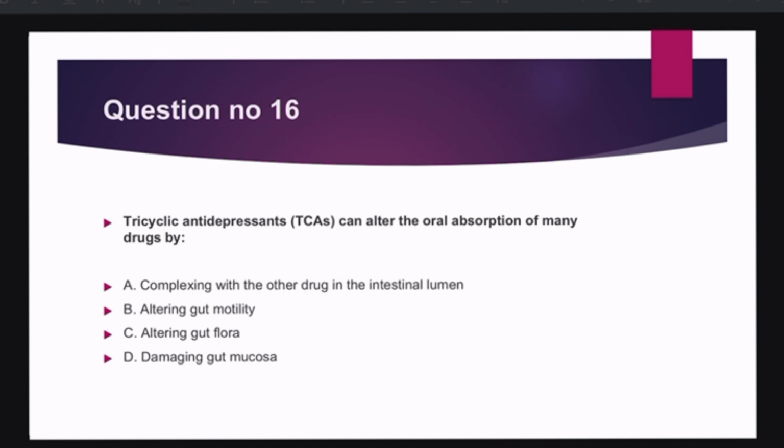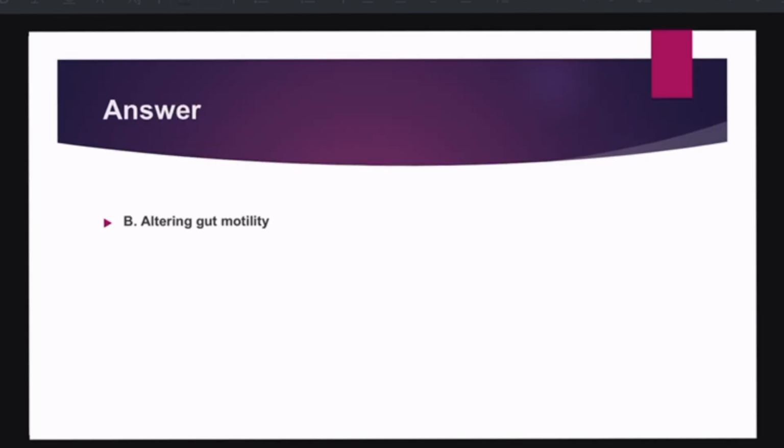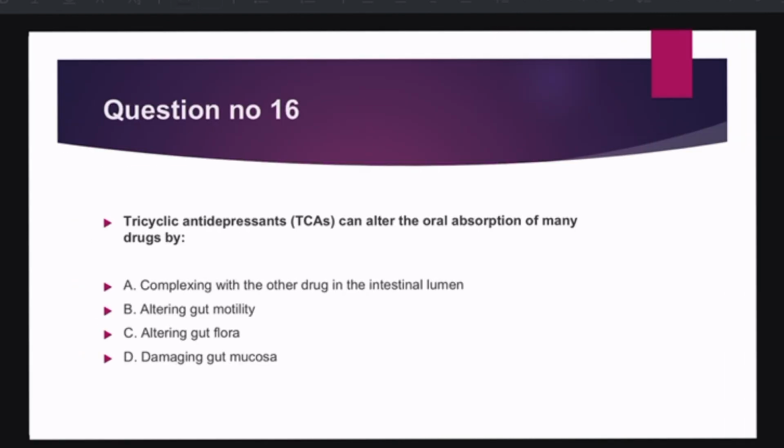So we have to think about the mechanism of TCA, what is a mechanism, and we can get a very nice clear cut answer. So yeah, I think you have guessed the right answer, that is altering gut motility. So we have to rule out the another option, that is complex formation. Okay, so TCA is already a big molecule, and yeah, it won't form any complex, right? So it won't be the answer. The next is the correct answer, that is altering gut motility.